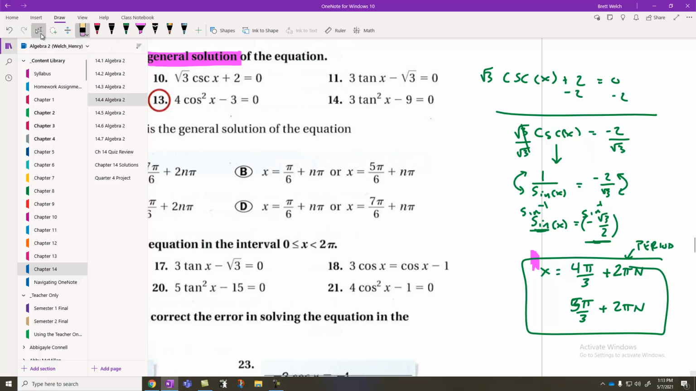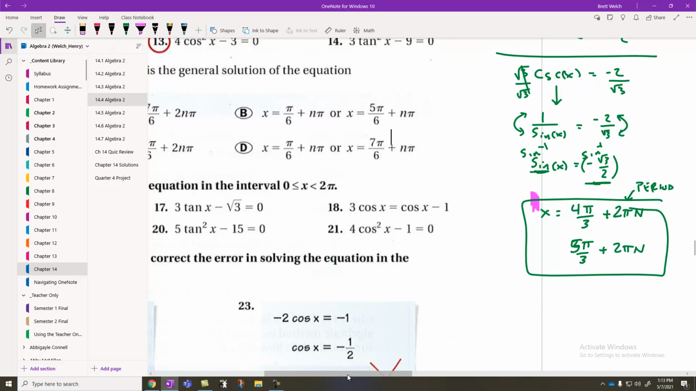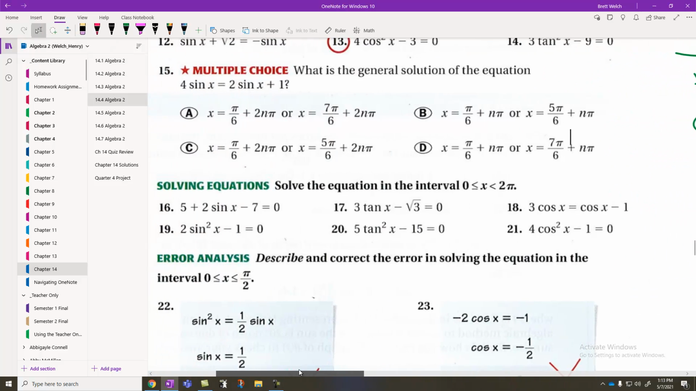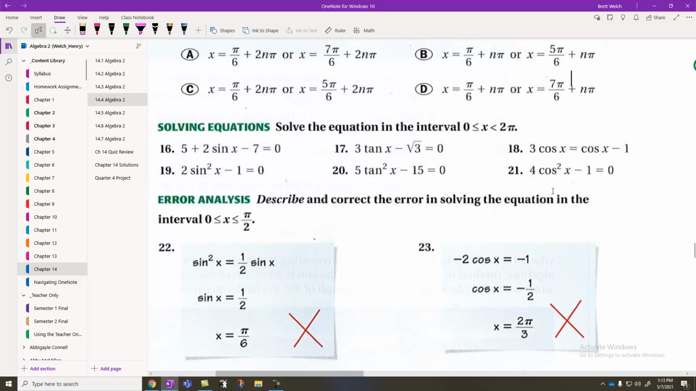In the next type of problem, which is questions 16 through 21, notice that it doesn't say in general. It says in the interval from 0 to 2 pi. That means all of our answers should come from the unit circle.